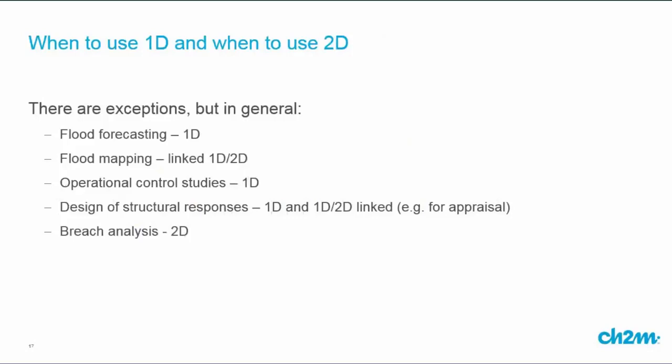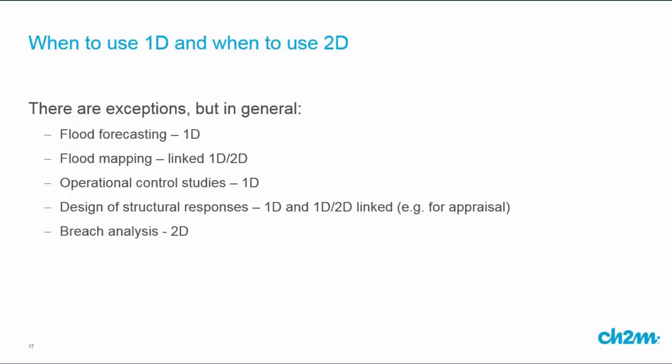So where would you use 1D and where would you use 2D? Well, there's no hard and fast rules in this, but in general, here's some advice on that. When you're doing flood forecasting, runtime is really important. And generally, in England at the moment, the focus is on calculating water levels at some forecasting points. 1D approaches are very much the standard way of doing it, and I think will continue to be the standard way of doing it for many situations, because it's very robust and very quick and gives you those water levels to help with warning.